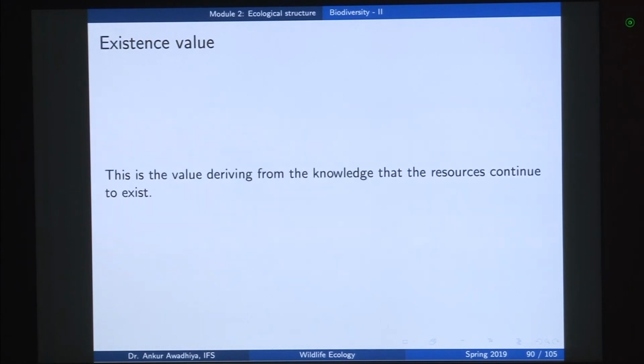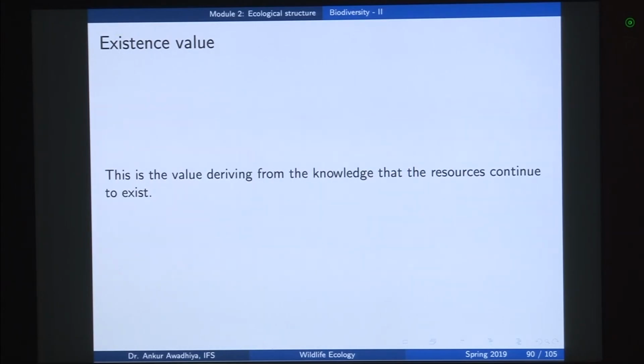Another value is known as existence value. Existence value is the value that we derive from the knowledge that the resources continue to exist. So, for example, a number of children in India look at Discovery Channel or National Geographic and are looking at African lions, or giraffes, or things like zebras or ostriches.